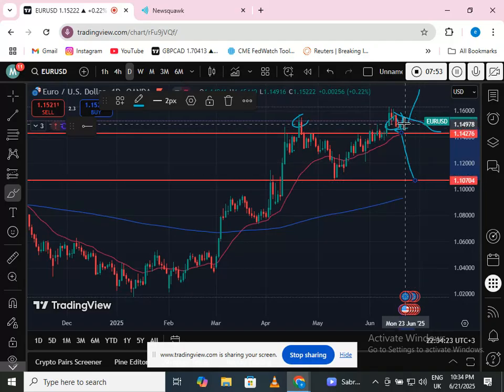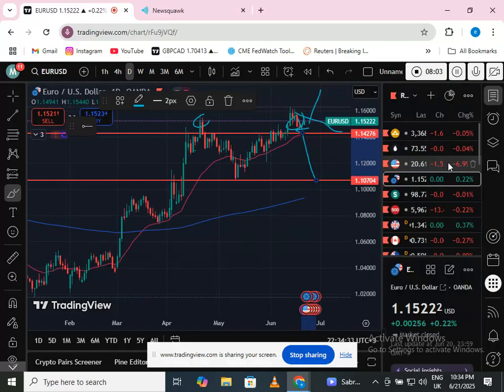So price will retrace around 1.14 this week. Our take profit will be 1.20, while the DXY take profit will be at 94. This is the scenario I keep on playing.